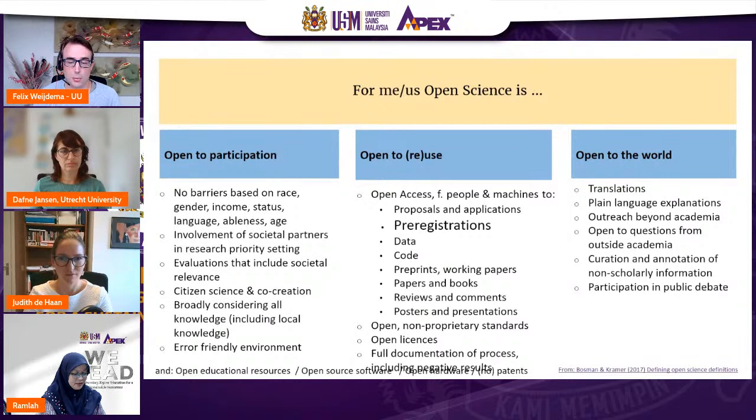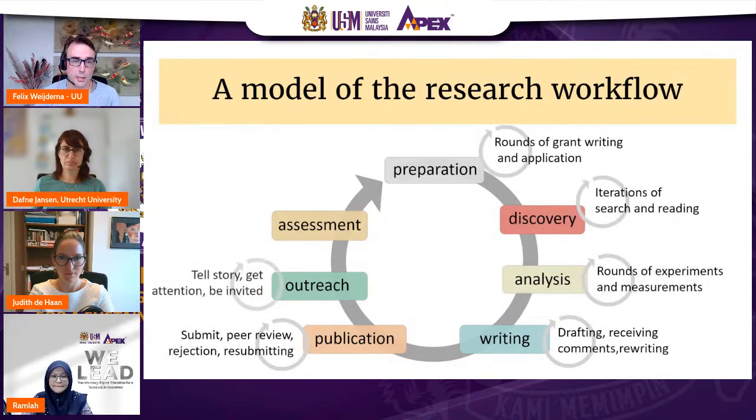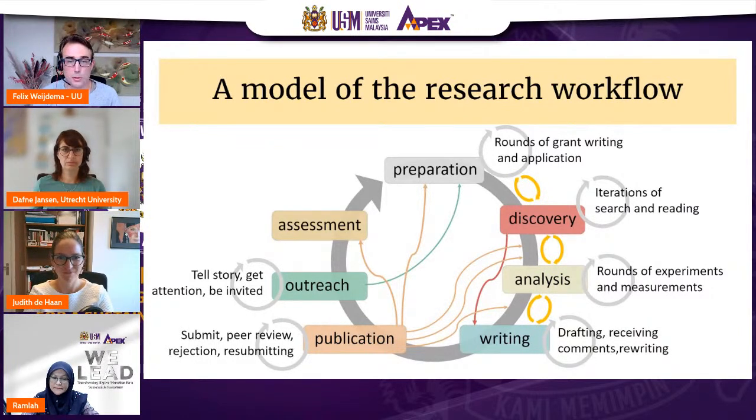So we try to explain open science in the broadest sense, because normally the focus for researchers is on open access of publications, because that either costs money, or the journal doesn't allow open access, or the focus is on open data. But we try to incorporate and show that open science is involved in the whole research workflow. So this cycle of preparing for research, discovery, what's out there, and analyzing, writing, and then publication is only one aspect of the whole science cycle as we see it. And of course, there's all kinds of shortcuts and interactions between these phases of the research workflow.